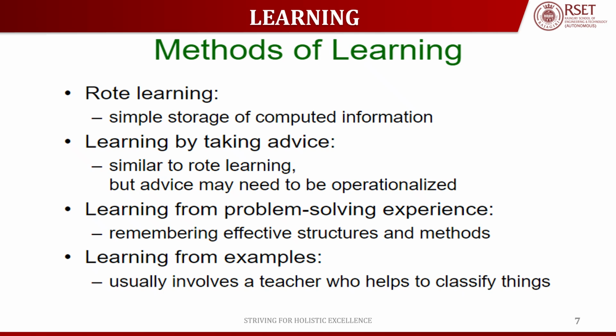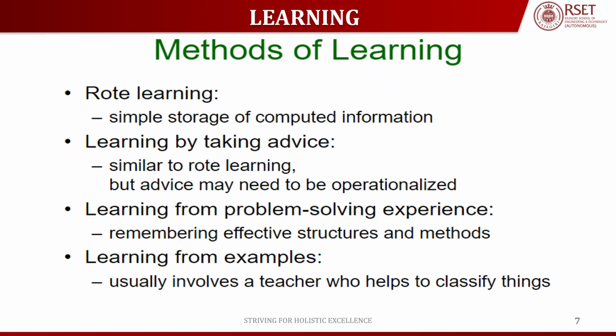So, as we discussed in this slide, we have four types of learning. That is rote learning, learning by taking advice, learning from problem-solving experience, and learning from examples. So, first one is rote learning. That is simple storage of computed information. Next one is learning by taking advice. This is very similar to rote learning, but in some cases, advice is needed to operate.